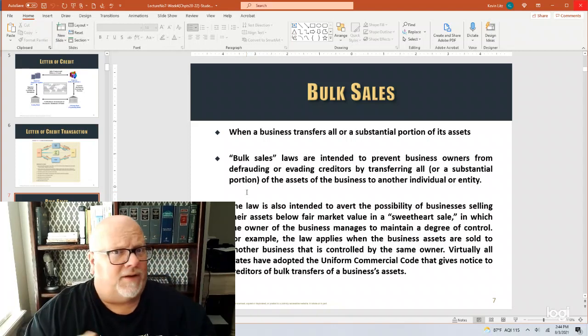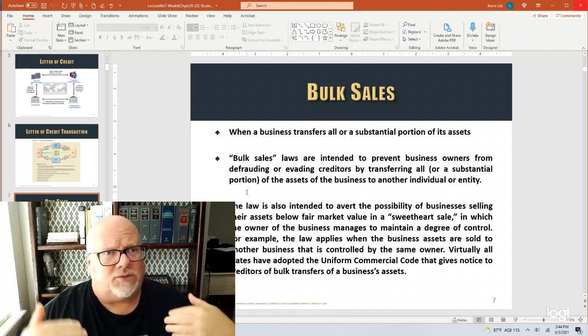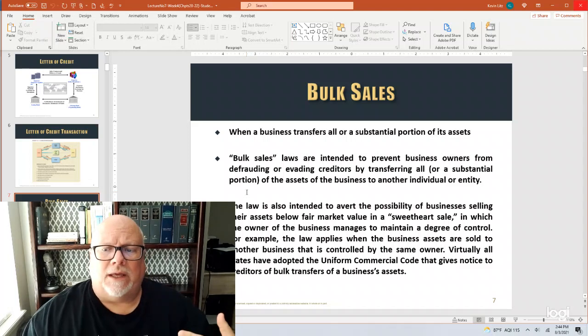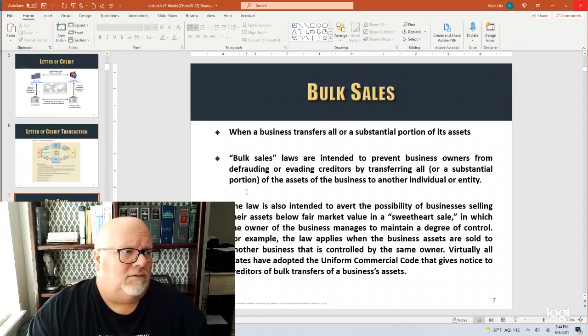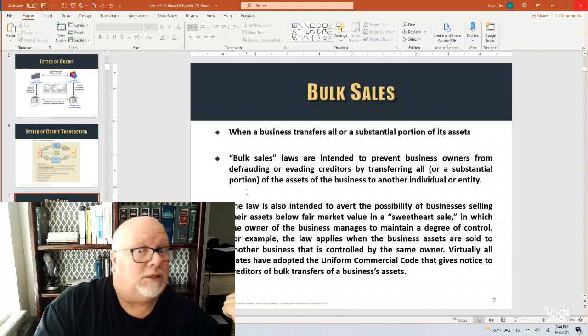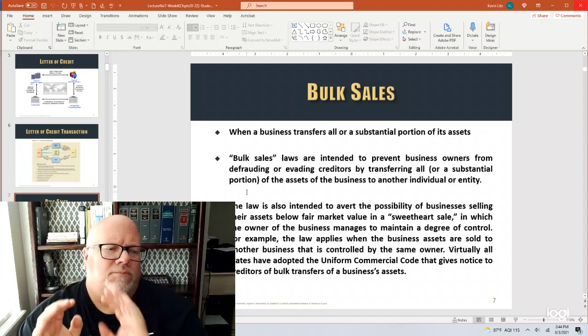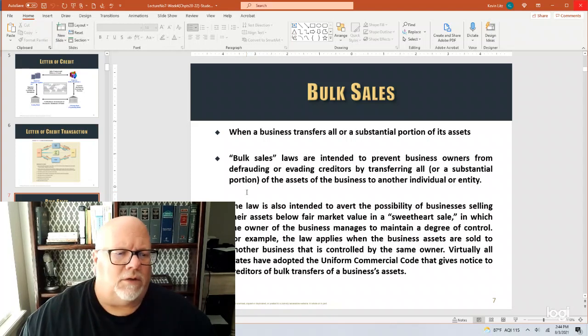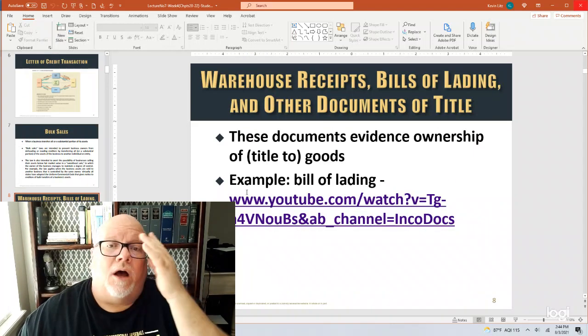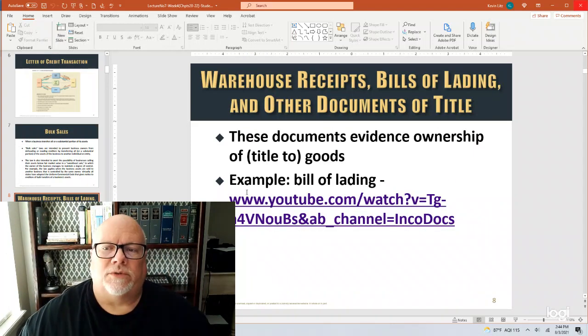You have to notify them if you're about to sell everything because they're also creditors and they may have a claim against them. Or so that some dishonest business owner doesn't sell everything in his business to his brother-in-law for $1. It avoids a sweetheart deal. So that's bulk sales. Those are covered under the Uniform Commercial Code. Also covered are warehouse receipts, bills of lading, and documents of title.